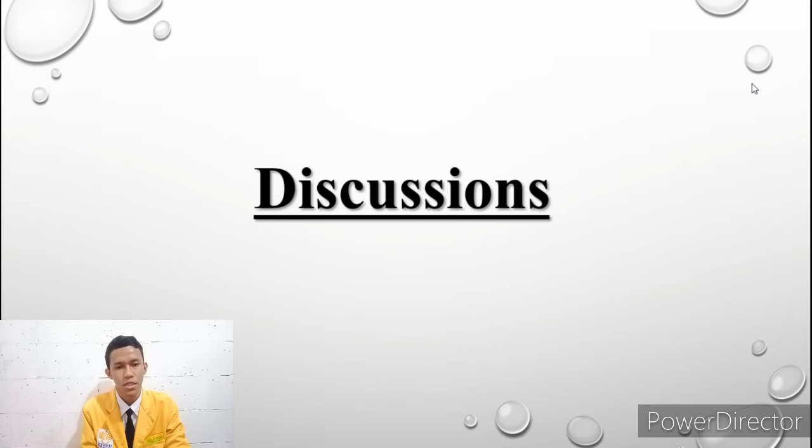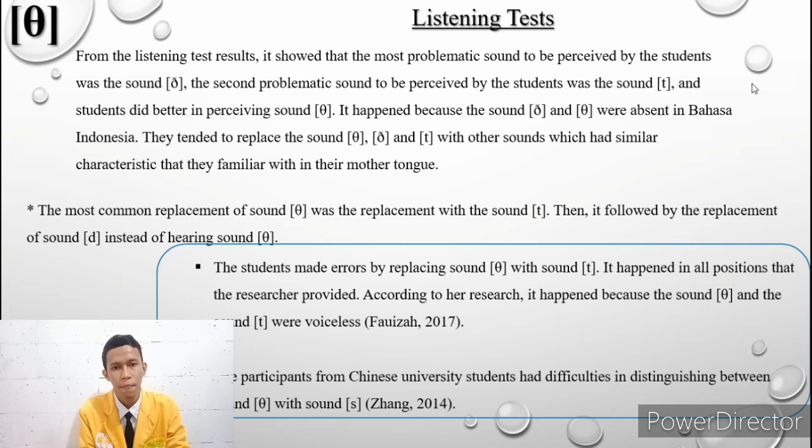And then we go to the discussion. In the listening test, it shows that the most problematic sound to be perceived by the student was the sound th. The second problematic sound to be perceived was the sound ta, and the student did better in perceiving sound th. It happened because the sound th and th were absent in bahasa Indonesia. They tend to replace the sound th and th with other sound which has similar characteristic that they familiar with in their mother tongue. There are several previous studies whose findings support the finding of this present study. The common replacement of the sound th was the replacement with the sound ta, while then it followed by the replacement of the sound de.